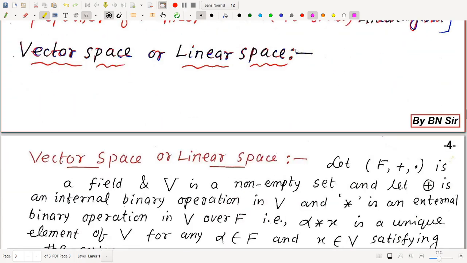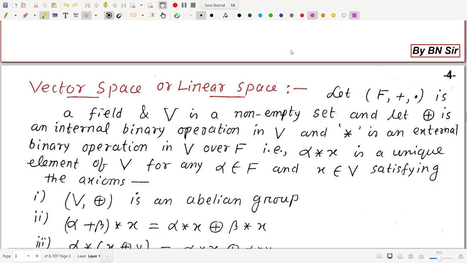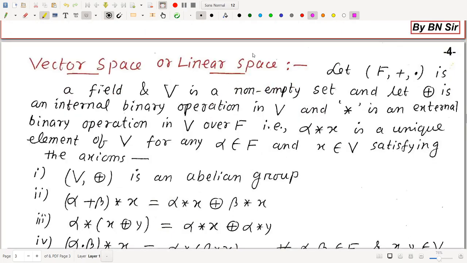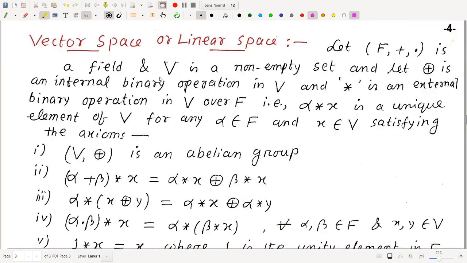So next, we are in a position to define a linear space or vector space. Vector space or linear space definition. Let (F, +, ·), this triple, be a field. What is a field? We know. And let V be a non-empty set, and let circled plus, this symbol, be an internal binary operation in V.